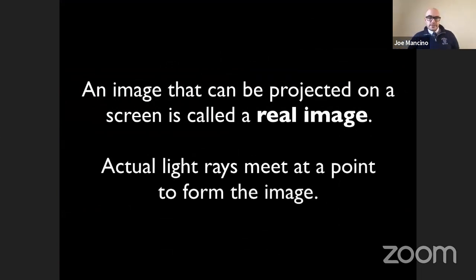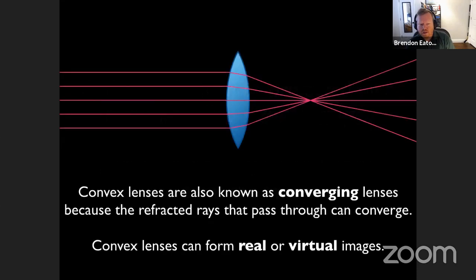Mr. Eaton, let's hear about these images. So an image that can be projected onto a screen, something that you can actually use with like a projector, is called a real image. And actual light rays are meeting at a certain point to form the image. I think we just saw a diagram that showed where these light rays are converging, aka meeting at a point to form an image. And we see it again here with the light rays on the left-hand side traveling parallel to each other. And as soon as they hit that lens, they're refracting according to Snell's law and meeting up on the right-hand side to form what we call an image. It's called converging when they all meet.